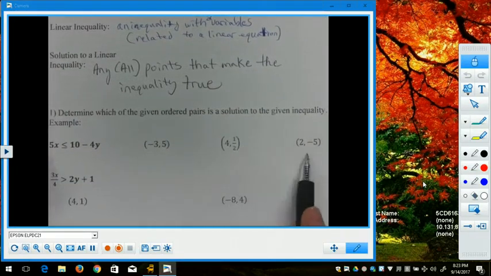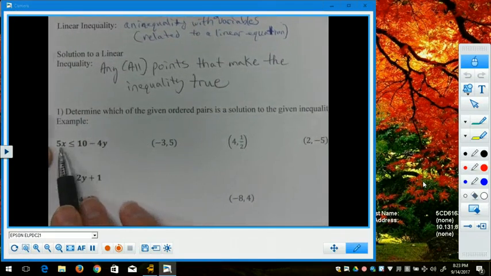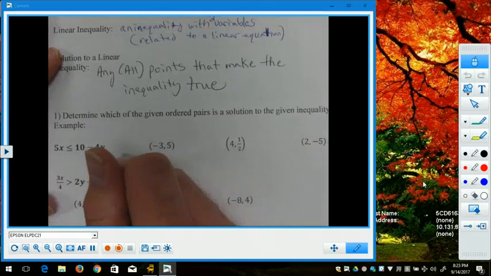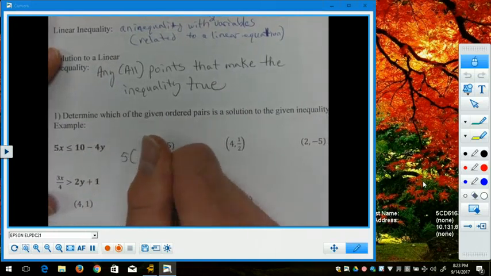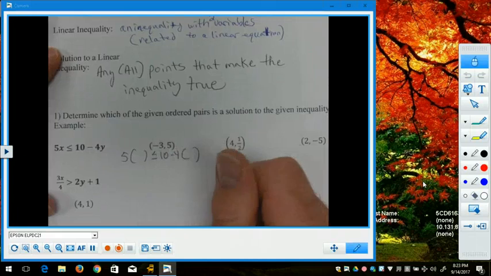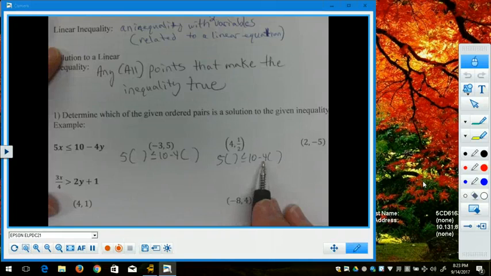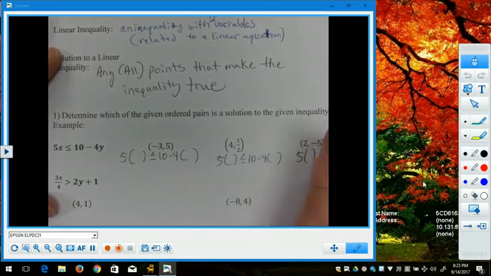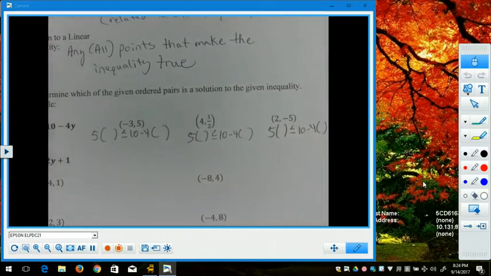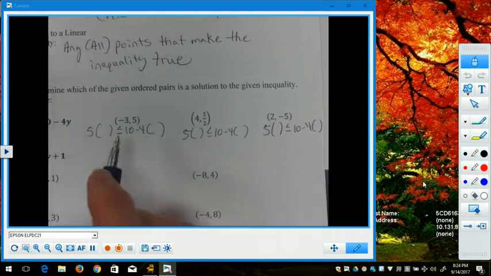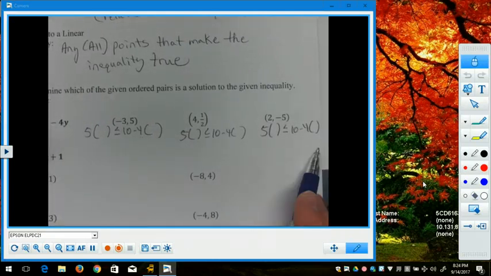So for all three of these points that I'm testing in my first example, I'm going to copy this inequality, but in place of x, put in their x-coordinate. In place of y, put their y-coordinate. So I have 5x is less than or equal to 10 minus 4y, three times. Since I'm going to be doing this multiple times, I'm just going to write it out real quick so I don't have to slow down and think about it later. Now I'm just going to double check. Yes, I copied all three of those correctly.